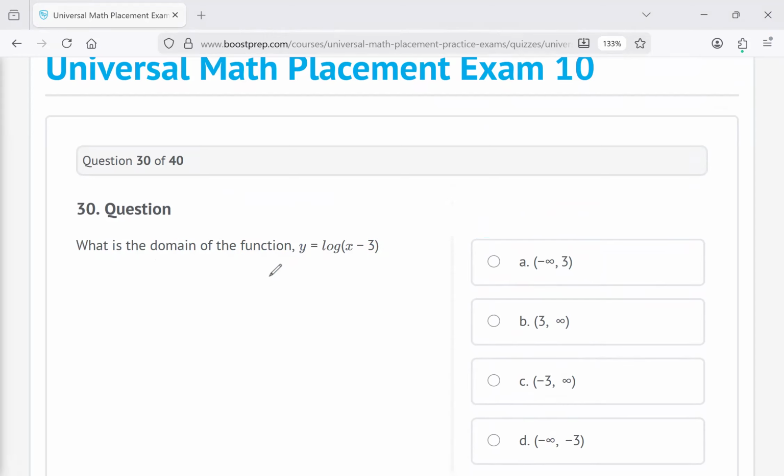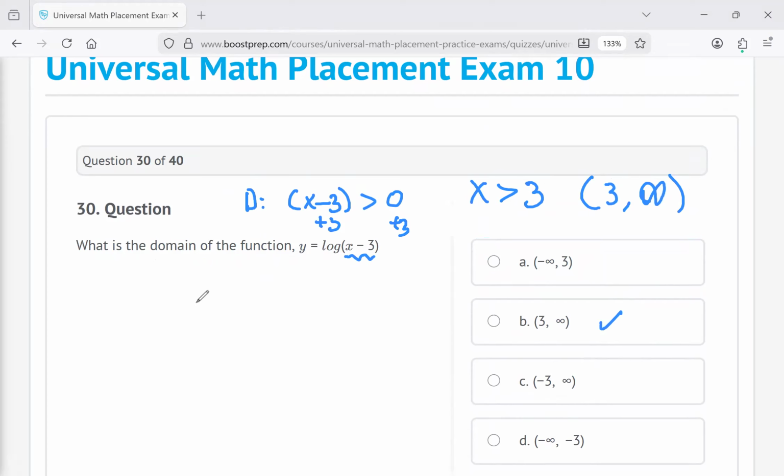Okay. What is the domain of log of x minus 3? So for the domain, all you've got to do is set the parentheses x minus 3 greater than 0 and then solve for x. So add 3. So x is greater than 3. That's the same thing as 3 to infinity.